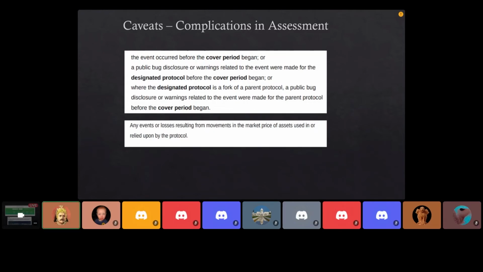There is a strong chance of the claims being denied. And another caveat that was shown was, if there are some losses due to movements in the market price of the assets that the protocol relies upon, again your claim will not be settled.